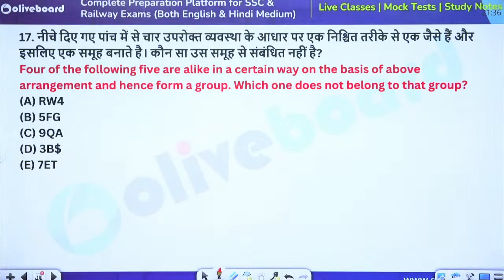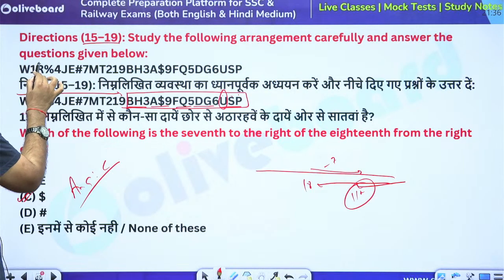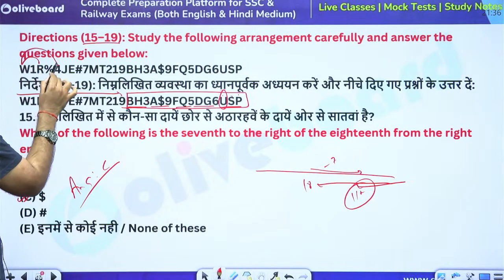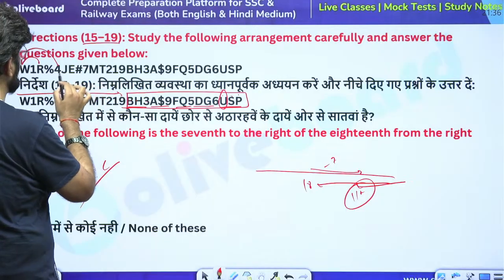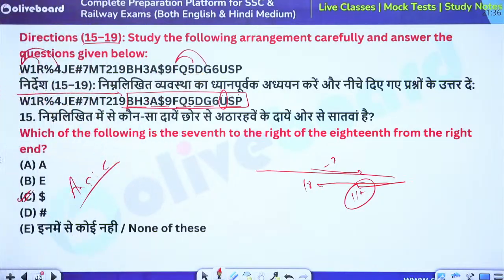Four of the following 5 are alike in a certain way on the basis of the above arrangement and hence form a group. Which does not belong to that group? Okay. RW4, 5FG. This is the logic.